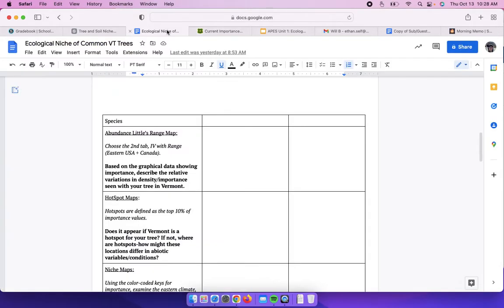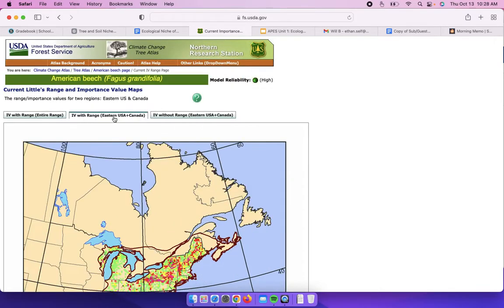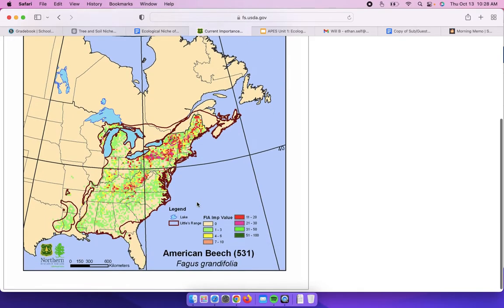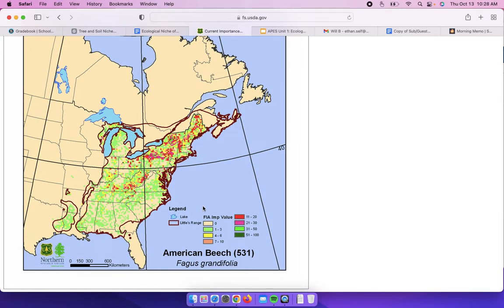And then we're going to go to the second tab, which is the IV with range of the United States and Canada. So this is showing me the current extent of the American beech based on what's known as the FIA importance value. The FIA importance value is a calculated value of density and biomass and importance of that tree species within the broader forest ecosystem. A score of 0 means that that tree is not present, and a score of 51 to 100 means that that tree is very important and very dense within that forest.